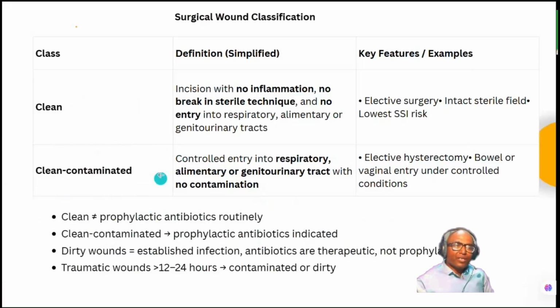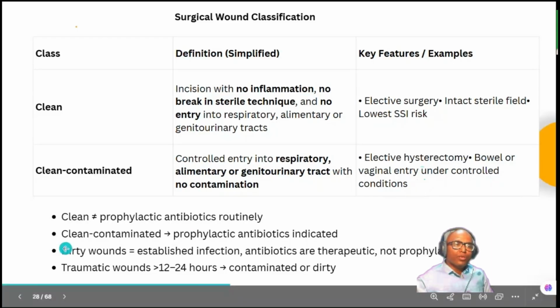Most of our surgeries fall into clean contaminated. So what is clean contaminated? It is a controlled entry into the respiratory, alimentary, or genitourinary tract with no contamination. Controlled entry means under all aseptic precautions you are entering into the respiratory, alimentary, or genitourinary tract, but there is no contamination. Like elective hysterectomy, bowel or vaginal surgery, or entry under controlled conditions. That means strict asepsis is maintained.